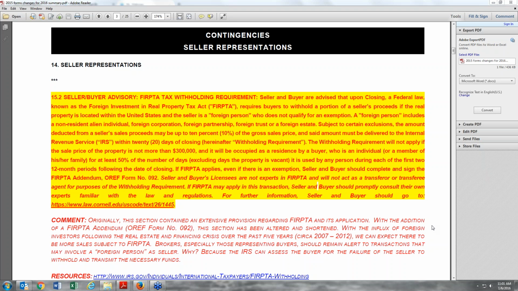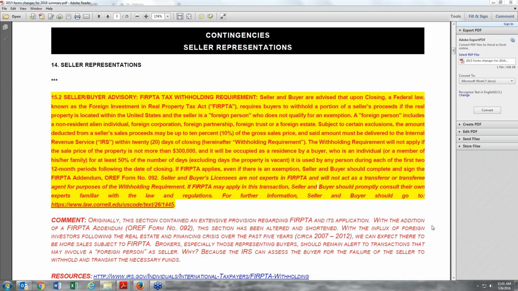So what we did is we shortened down section 15.2 under the FIRPTA discussion and pulled much of the text out and added an addendum, which I'll be talking about later, and that's OREF Form 092. So the sale agreement itself is shorter because we have an addendum that takes up the slack.